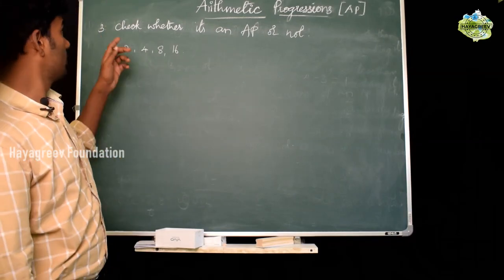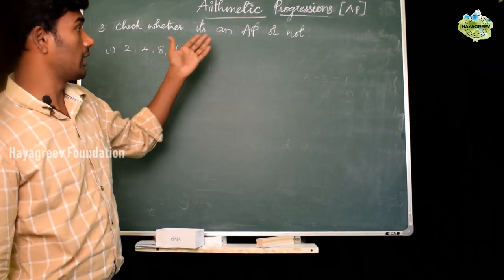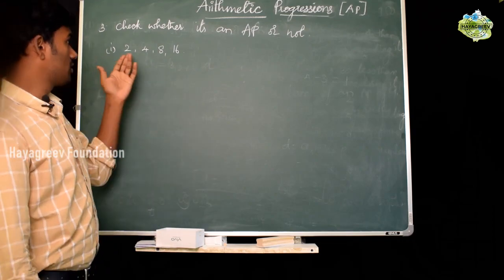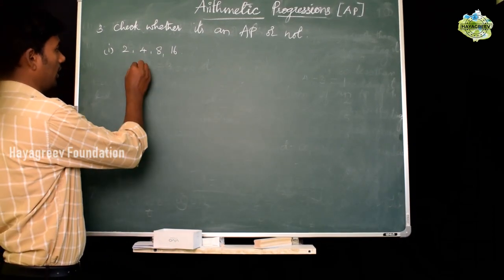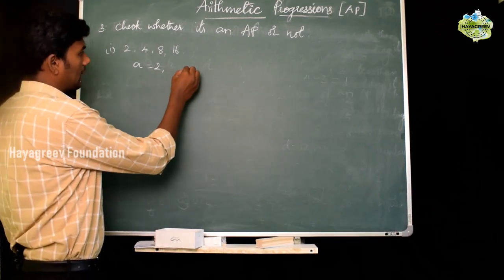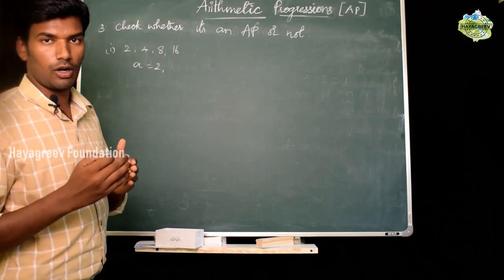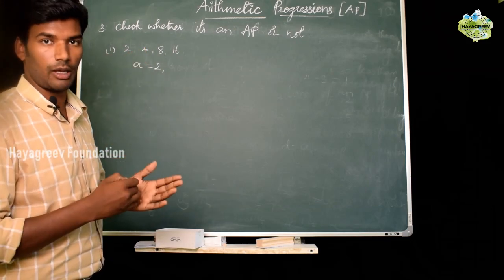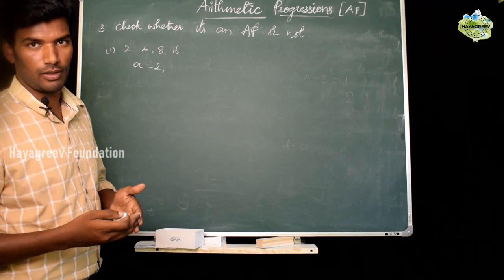And one more method is, we are going to check whether the given list of numbers forms an AP or not. One of the examples is 2, 4, 8, 6. We know that A is 2 and we'll find D. To check whether it is an AP or not, we have to find the common difference. If they have a common difference, it forms an AP. If they don't have, it won't form an AP.